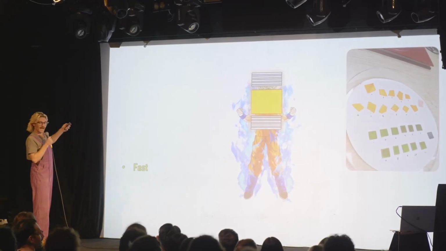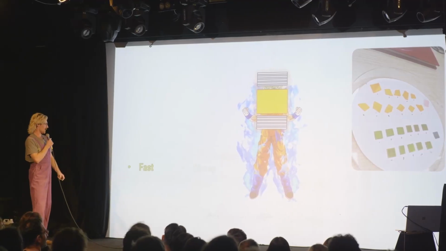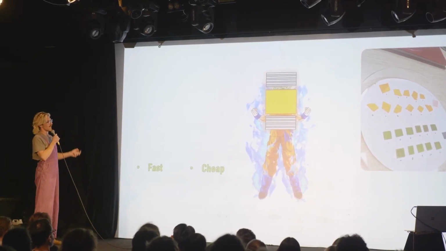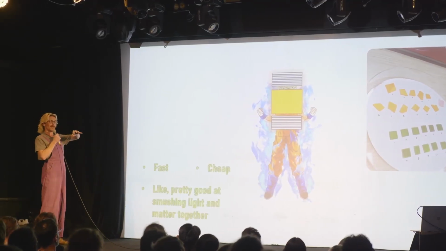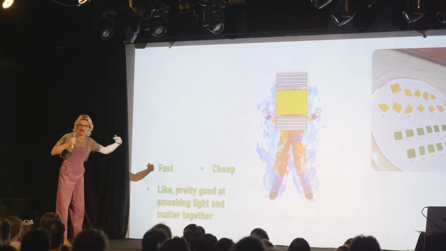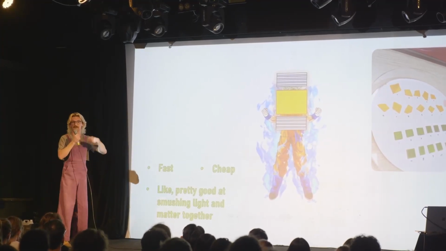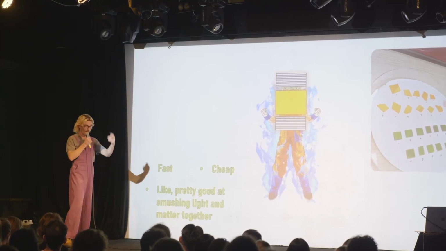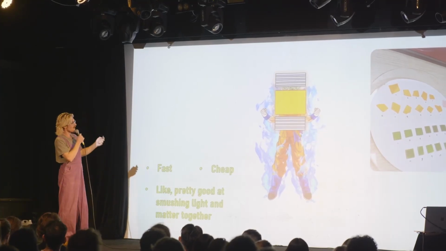So, again, they are fast to make. They are cheap to make. They're kind of in the middle ground. Like, look, they're not as good as those microcavities we were talking about before, but they still do a pretty good job of smushing the light and matter together and forming those polaritons we were talking about earlier.